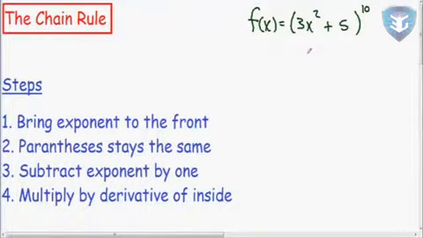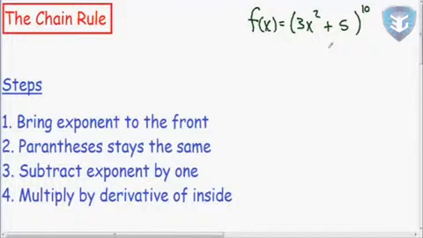And the first thing I want to talk to you about is when you need to use the chain rule. Anytime you see a parentheses followed by an exponent, that is your dead giveaway that you have to use the chain rule. So it's really important that you remember that anytime you see a parentheses followed by an exponent, you have to use the chain rule.